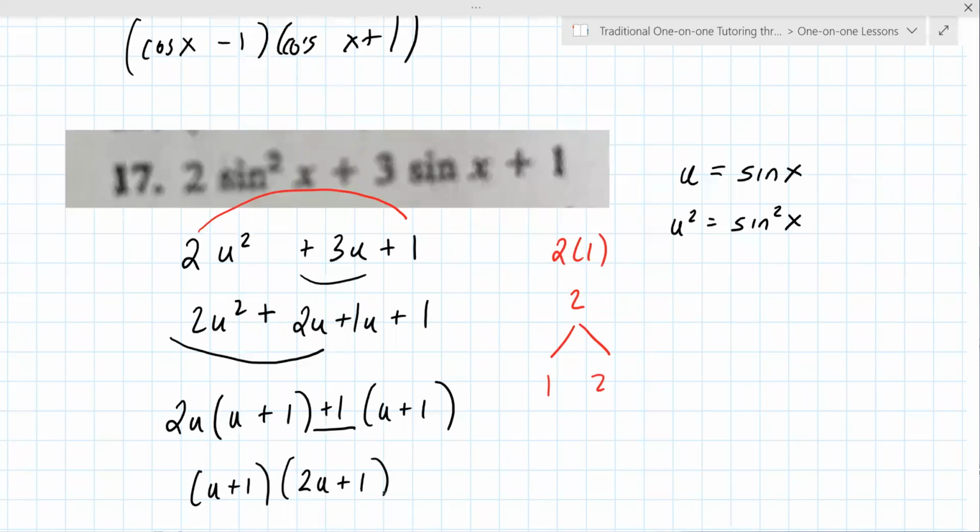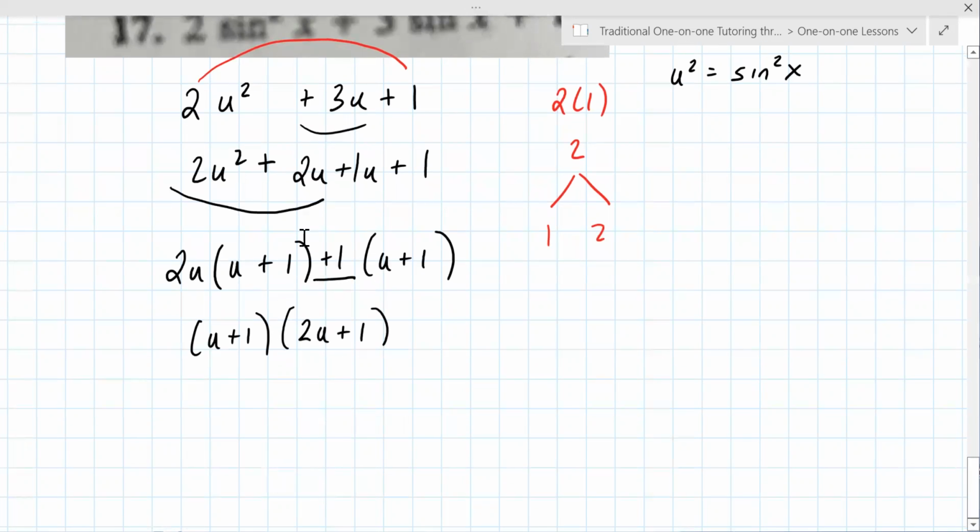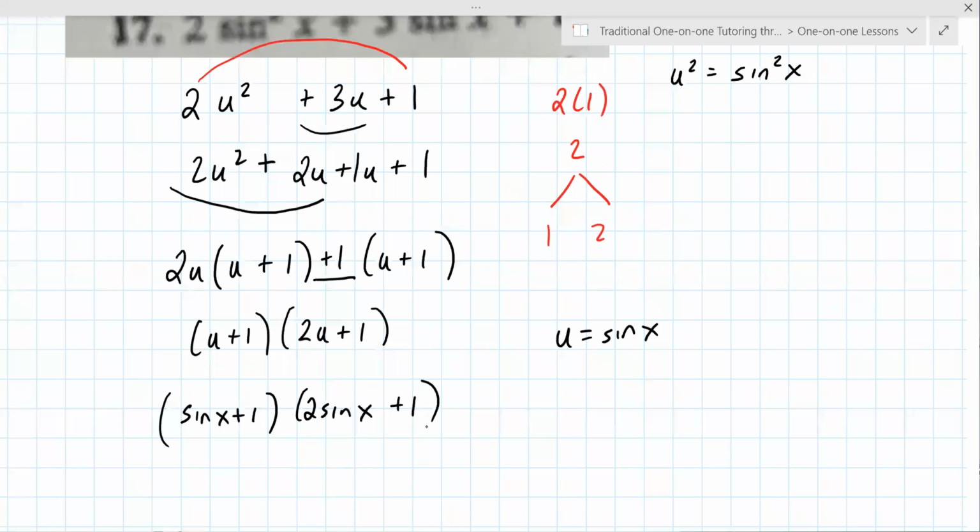Okay, got that. Okay, so when you do all that, you now have to remember that, hey, we're not doing this in terms of u, u is really sine x. And so you back substitute, or put the original substitution back in, so it becomes sine x plus 1 times 2 sine x plus 1, like that. Yeah, I got that. Great.